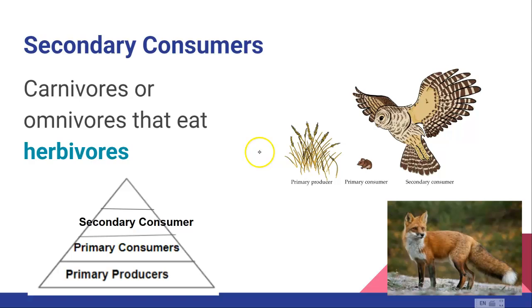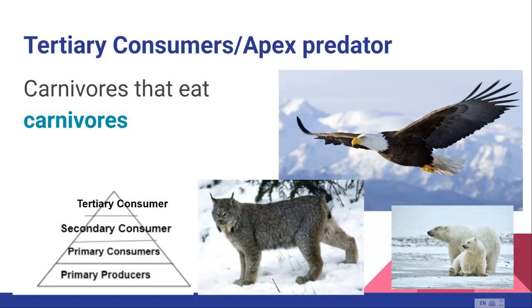Secondary consumers can be carnivores or omnivores that eat herbivores. Okay? Fox is also an example of a secondary consumer. So that's the next level up on the trophic pyramid.